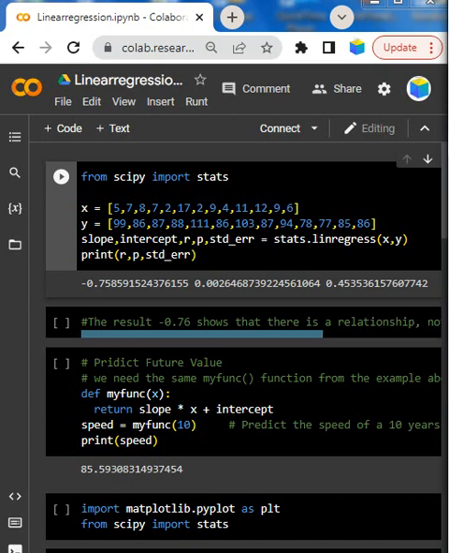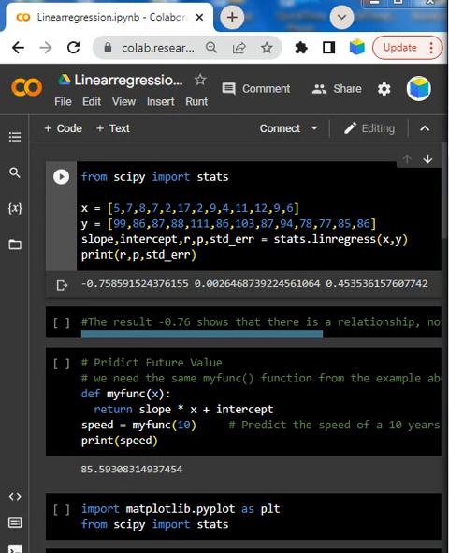In this video, I am taking one variable. From scipy import stats, which is a library, and we will also import matplotlib.pyplot, which is used for plotting. The stats module from scipy describes these models. So let's try here. I have taken one variable x and another variable y.